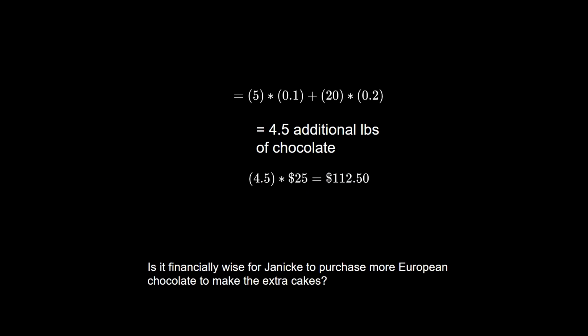After plugging in the additional cakes that can be made into the constraint function, we find that we need 4.5 additional pounds of chocolate to make these cakes. At $25 per pound, these 4.5 pounds of chocolate will cost Janique and her bakery $112.50. Is it financially wise for Janique to purchase more European chocolate in order to make these extra cakes?